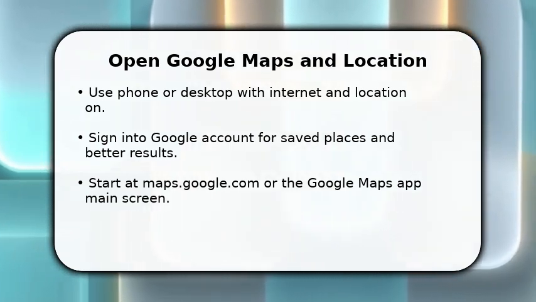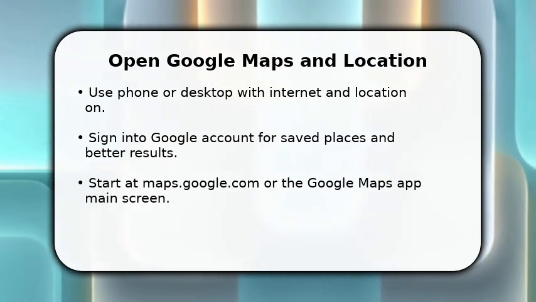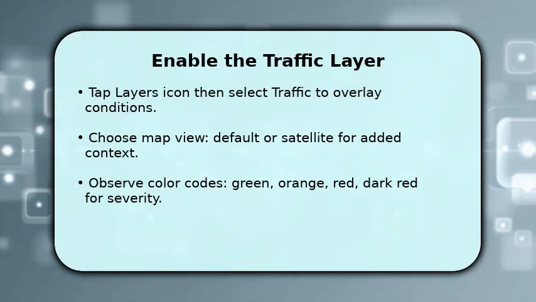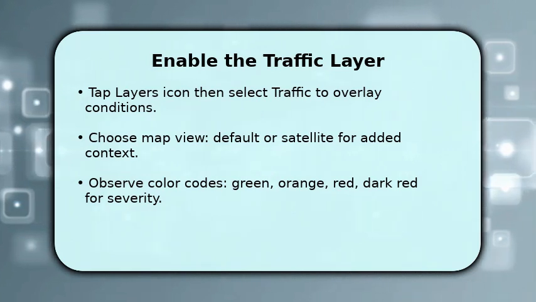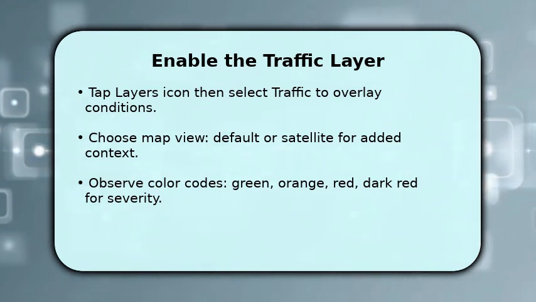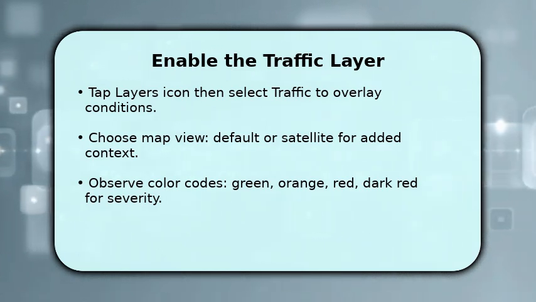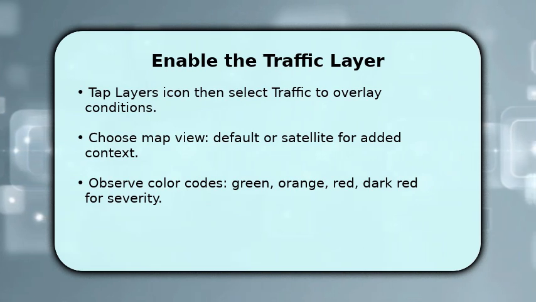Now pinch to zoom to your area of interest and prepare to reveal live traffic details in the next step. Next, tap the Layers or Map Details icon and choose Traffic. This overlays live conditions on the map. You'll see roads tinted green through dark red. Green means free-flowing and red means heavy congestion.